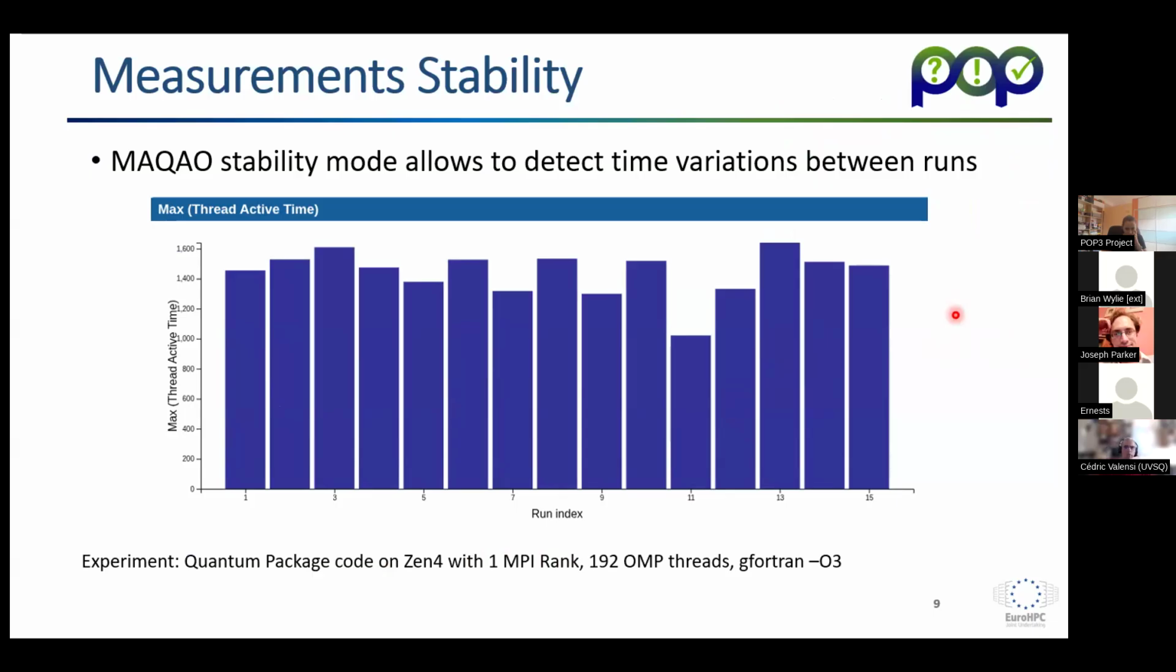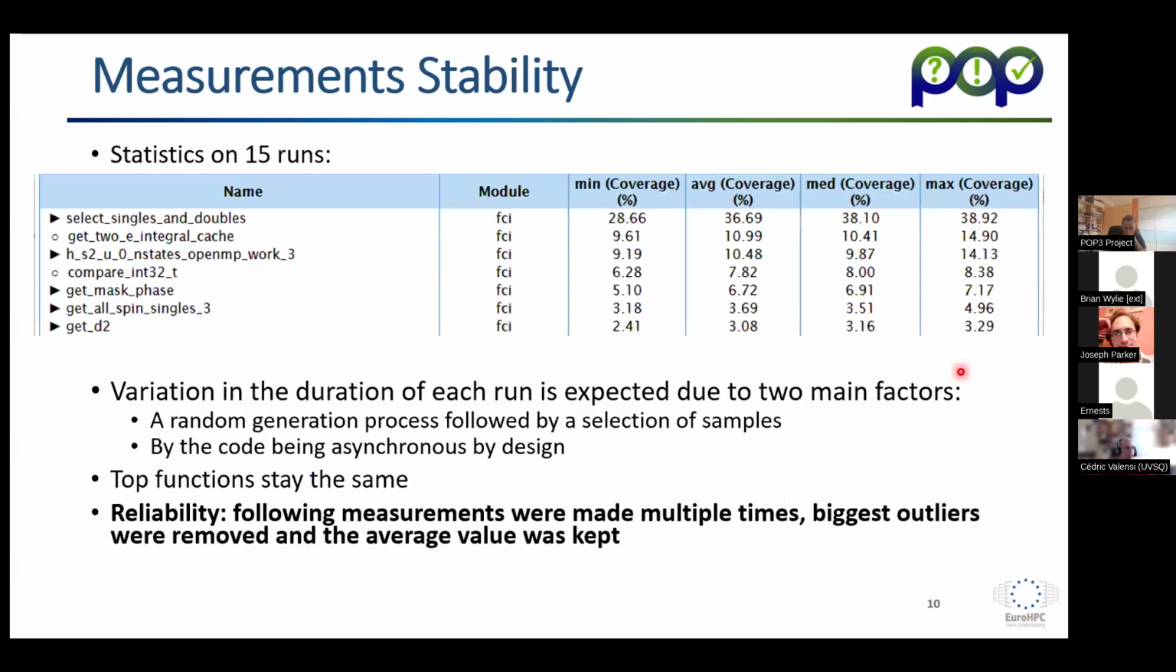Here we are able to identify that there were some very strong variations from one run to the other, because here we have the time in seconds, it's in thousands. So we have very, very important differences. Most of the time, this means that there is some issue in the application. This time, this was actually due to the application itself. There was some asynchronicity in the code and some random generation.